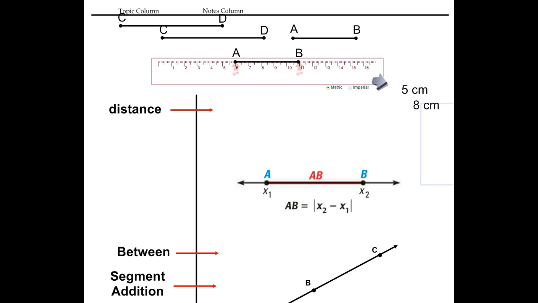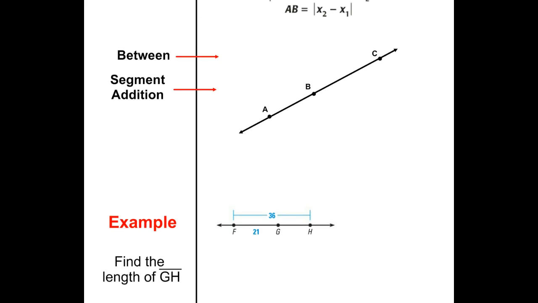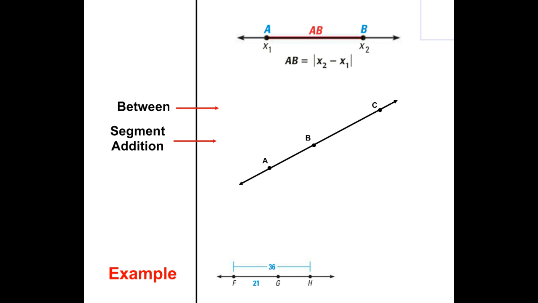So let's go ahead and talk about some more key vocabulary here. Between. I think it's kind of common sense what between means, but what it really means is, if I'm going from A to C and B is between them, that means I have to cross B to get to C. If I go in a straight line from A to C, B will be crossed. And when we're doing segment addition, what we're really doing is saying segment AC is going to equal segment AB plus segment BC.